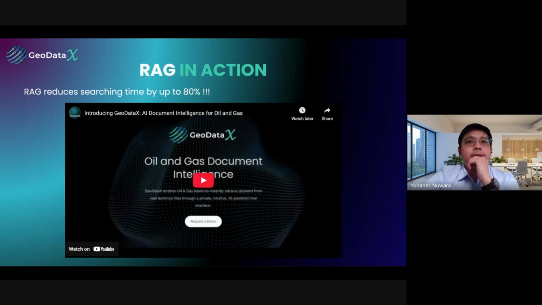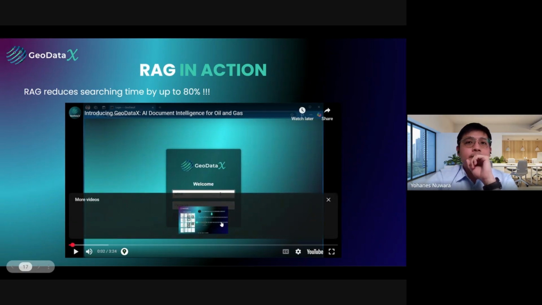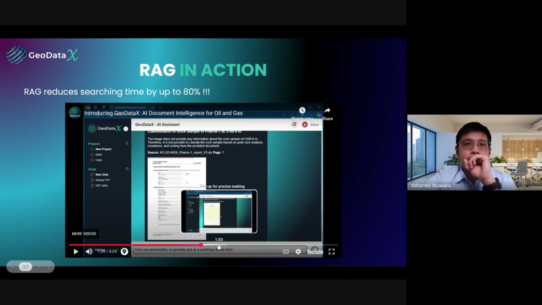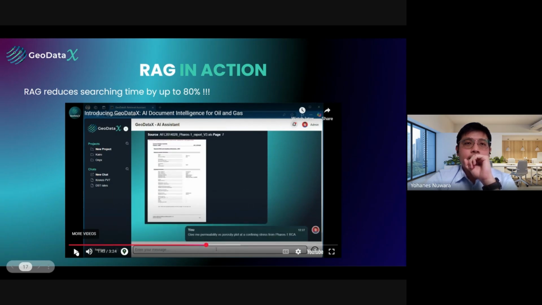I'm going to show the second video. This is what we are currently developing in our product. I'm going to show how RAG can reduce the searching time by up to 80%. I'm going to skip ahead so that we can just see what is important. Okay, I'm going to start from here. So here you just ask your question, and then you will have the answer using the process that I explained earlier.